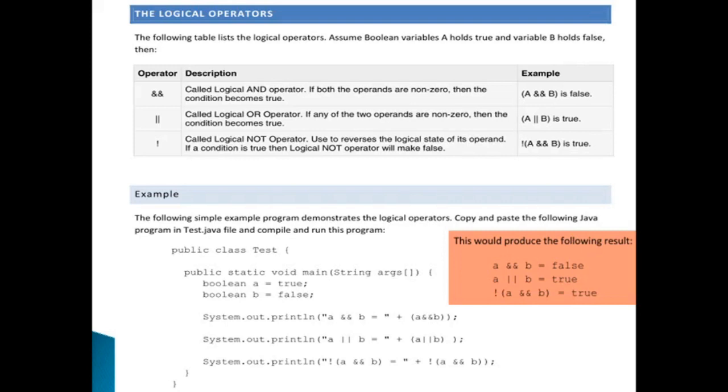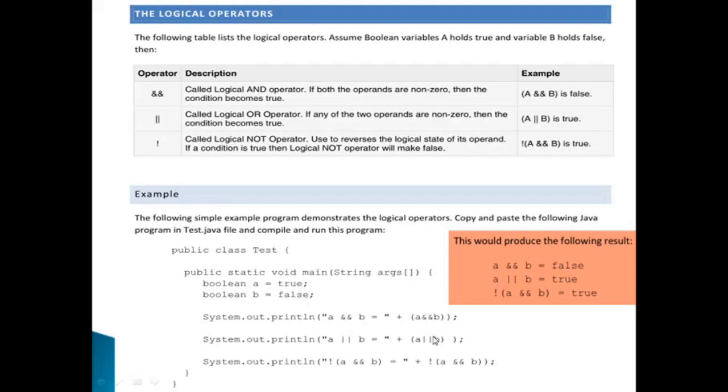So this is very easy. As we can see here, boolean A is true, and boolean B is equal to false. Then System.out.println of A and B. If we do A logical AND B, then true logical AND false will definitely give us false. So as you can see over here, this is false.